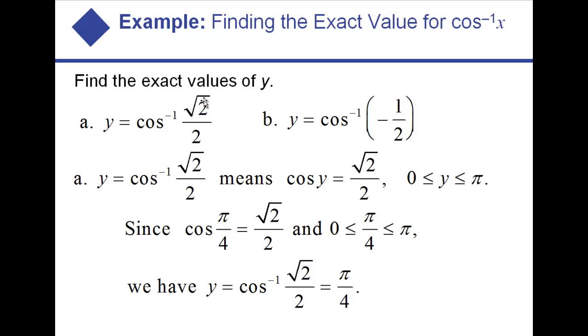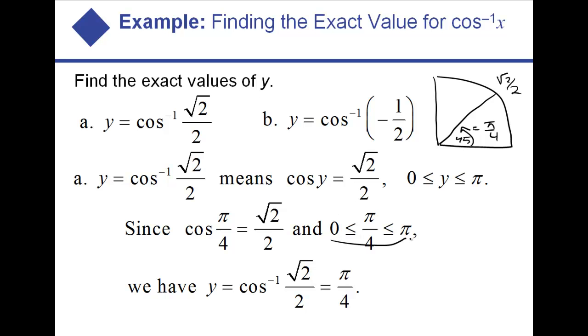Here are some examples. Square root of 2 over 2, -1/2. Well, we just talked about it, right? Thinking about our first quadrant, we know square root of 2 over 2 happens at 45 degrees, or pi over 4. So we check and go, yep, pi over 4 is in that interval from 0 to pi, so the answer is pi over 4.